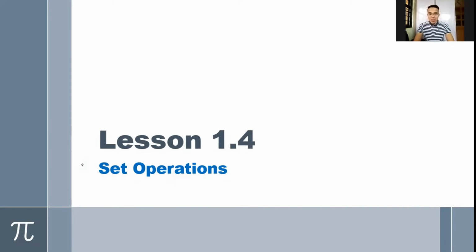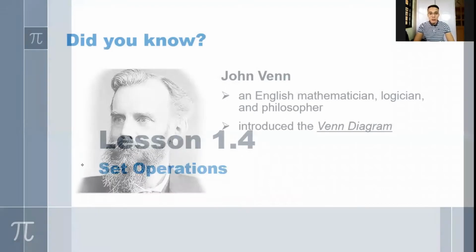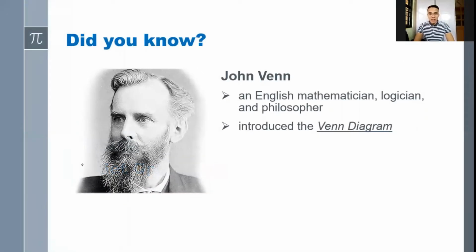Before we tackle the different topics under set operations, let me introduce to you first John Venn. John Venn is an English mathematician, logician, and philosopher. He introduced to us the Venn diagram. The Venn diagram is one of the famous diagrams used in different subjects to see the similarities and differences of two or more sets, two or more concepts.